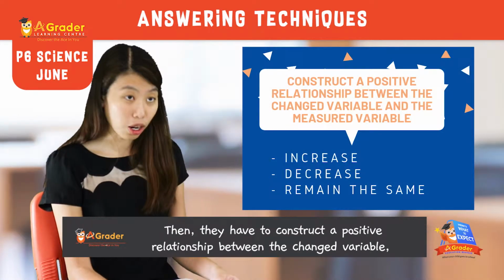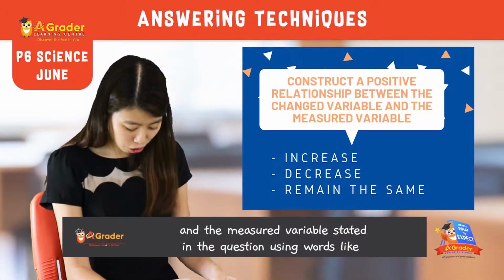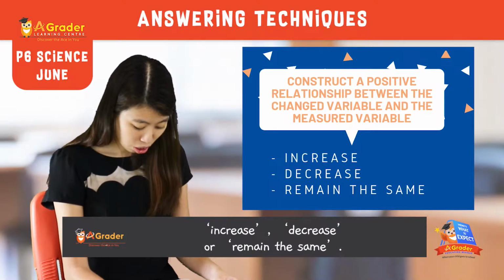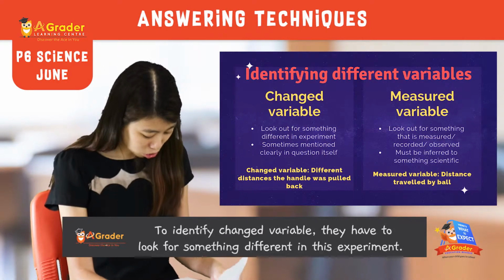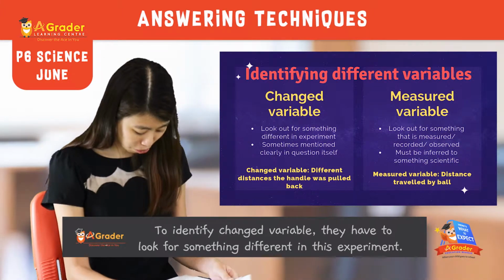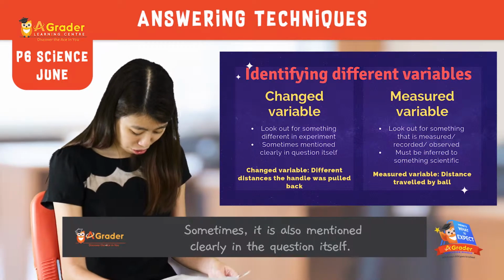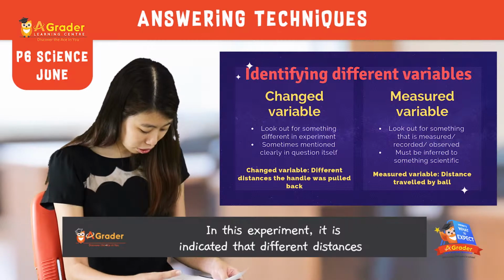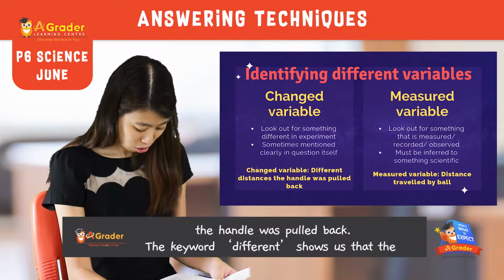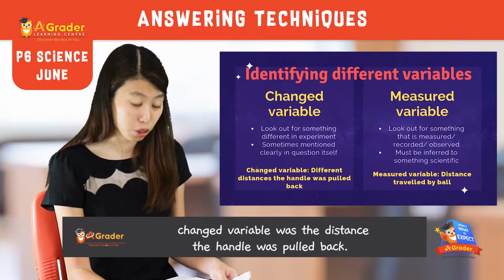Then, they have to construct a positive relationship between the changed variable and the measured variable stated in the question, using words like increase, decrease, or remain the same. So to identify the changed variable, they have to look for something different. In this experiment, sometimes it is also mentioned clearly in the question itself. So in this experiment, it indicated different distances the handle was put back. So the keyword different shows us that the changed variable is actually the distance the handle was put back.